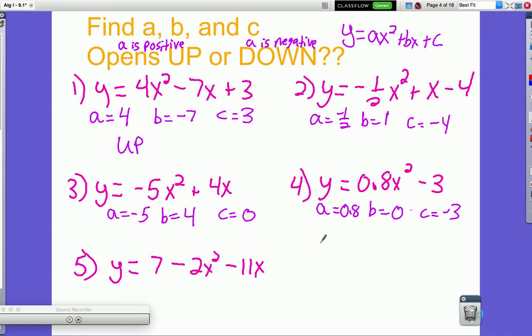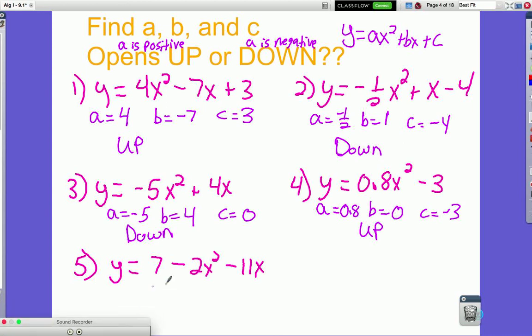Now, for these three, to determine if it goes up or down, remember we look at A. If it's positive, it opens up. If it's negative, it opens down. So this first one is negative, so it will open down. This A is negative 5, so this will open down. A is 0.8, it's a positive number, so it'll open up.